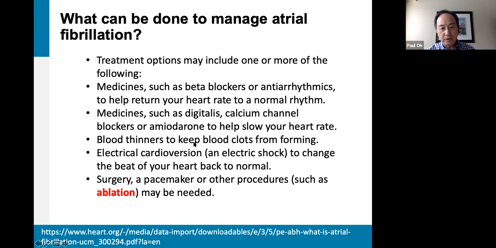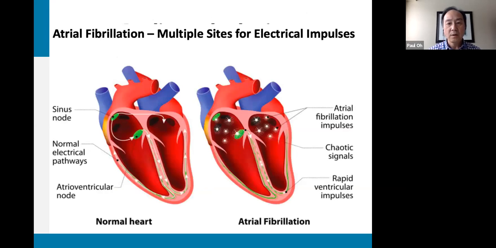We talk about blood thinners to help keep blood clots from forming. And then for some people, we may need to do something a little bit more definitive, such as electrically shocking the heart back to normal. Sometimes that reset can work one time. Some people may need to go back for a couple of these electrical cardioversions or electrical shocks. And in other people, we may try some kind of surgical procedure or ablation procedure to get back to normal rhythm.